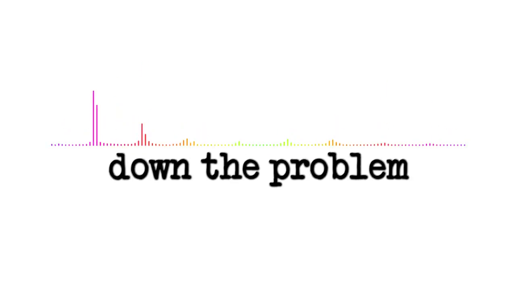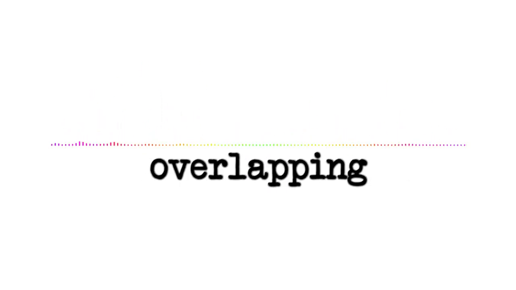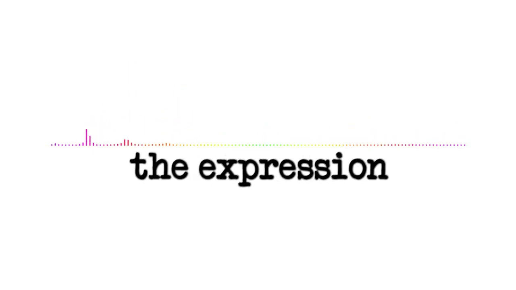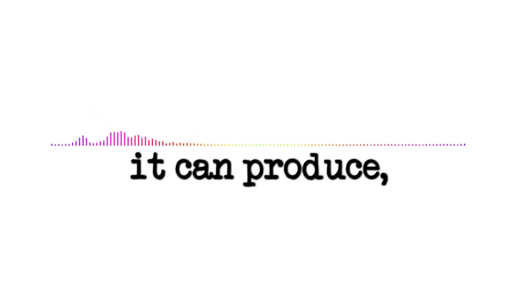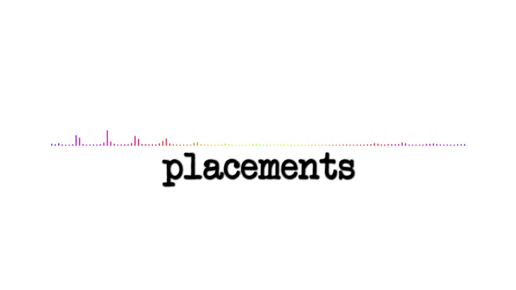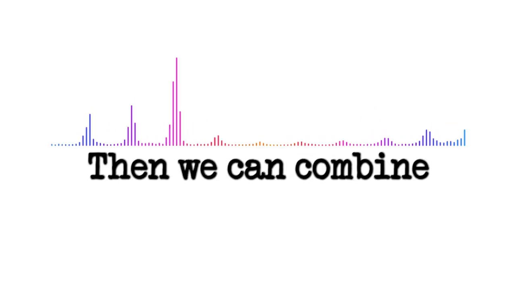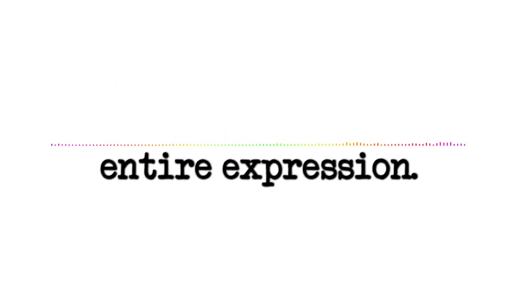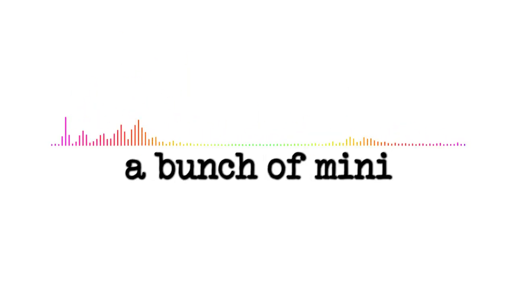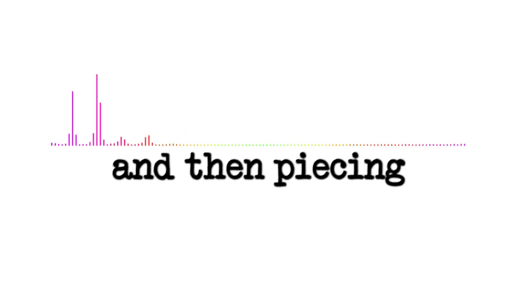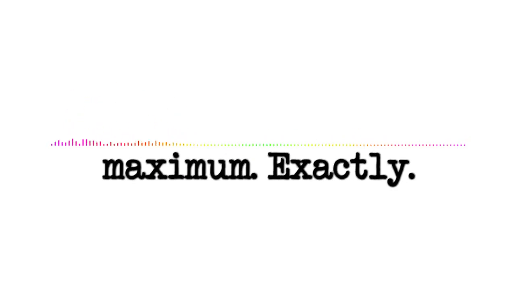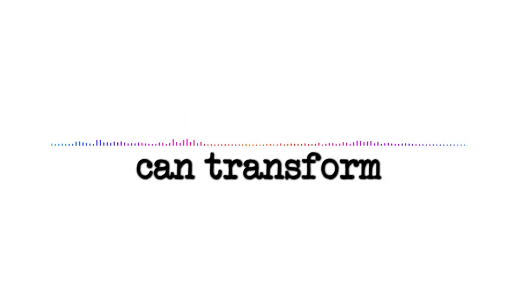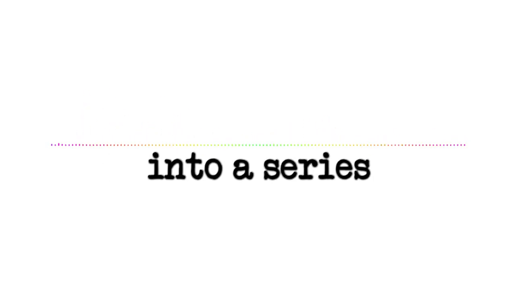The key is to break down the problem into smaller, overlapping subproblems. We can look at each substring within the expression and figure out the maximum value it can produce, considering different parenthesis placements within that substring. Then we can combine those maximum values to find the overall maximum for the entire expression. So it's like solving a bunch of mini maximization problems and then piecing those solutions together to find the overall maximum. Exactly. It's a beautiful example of how dynamic programming can transform a seemingly daunting problem into a series of manageable, interconnected steps.